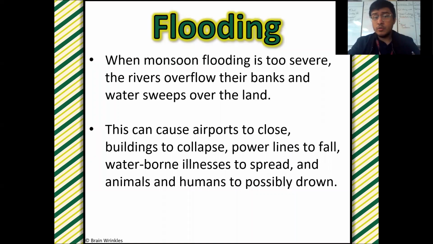Okay, so flooding. Whenever the monsoon flooding, as we just saw, is too severe, rivers are going to overflow their banks and water constantly sweeps over the land. It's kind of like filling a water bottle too much. It's just going to overflow. This can cause airports to close, buildings to collapse, power lines to fall, waterborne illnesses to spread, and animals and humans to possibly drown. So, way more of those negatives, those bad consequences that come about from the monsoon rains flooding those rivers.